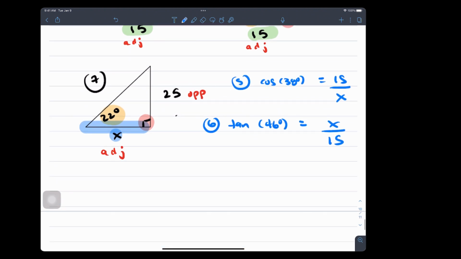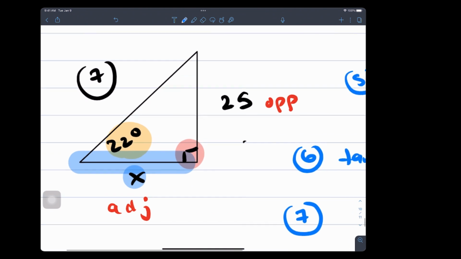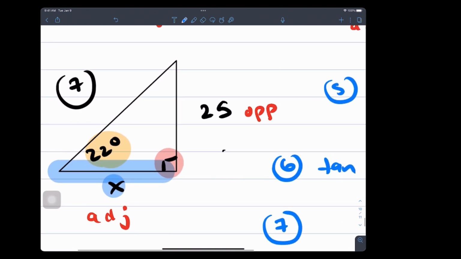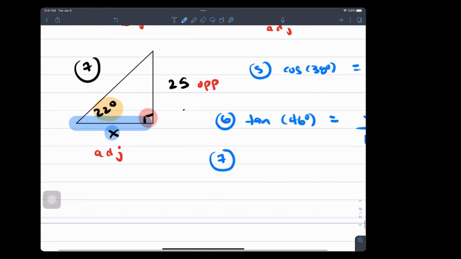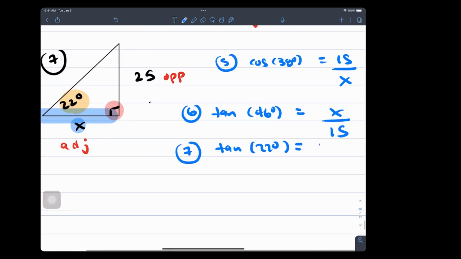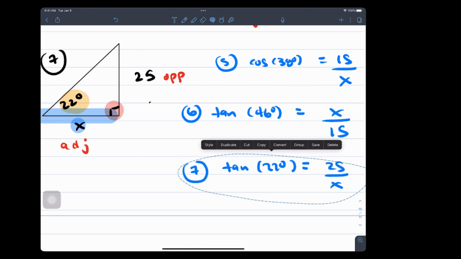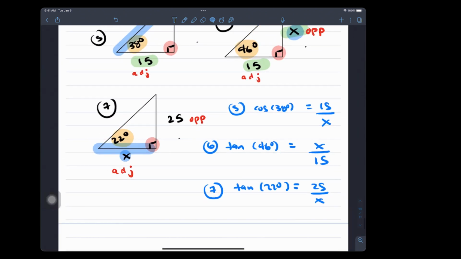What about number 7, ladies and gentlemen? Which ratio involves the language of opposite and adjacent? Is it tangent again? Okay, so what do we say? Tangent of 22 degrees becomes 25 over x. Easy peasy lemon squeezy.